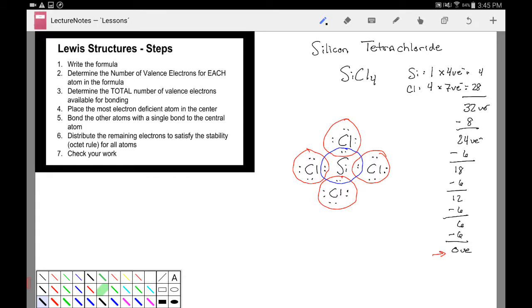We can redraw this using a single line to represent a single covalent bond between the silicon and the 4 chlorines. And then we are going to make sure that we keep all of the non-bonding electrons still in our drawings that are around the outside of our chlorine.